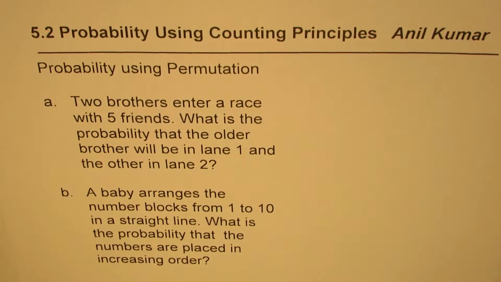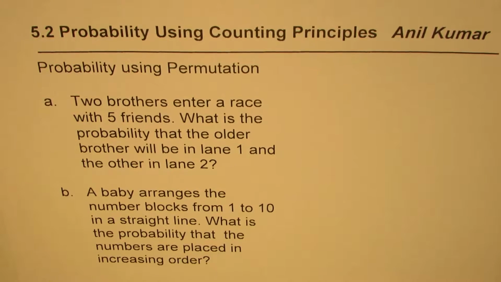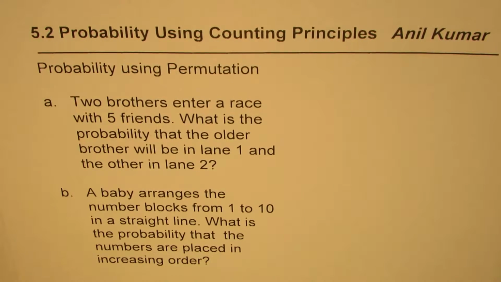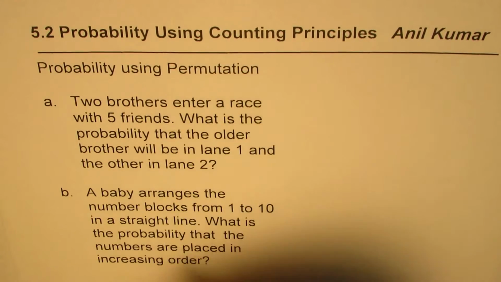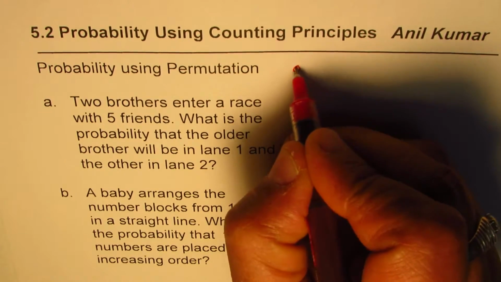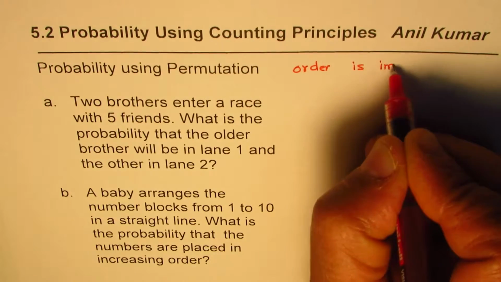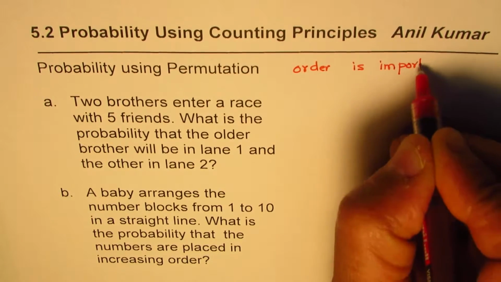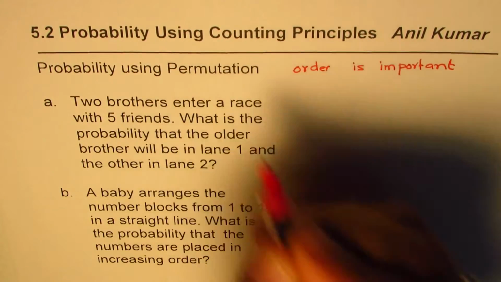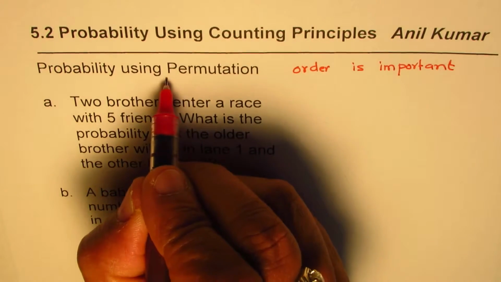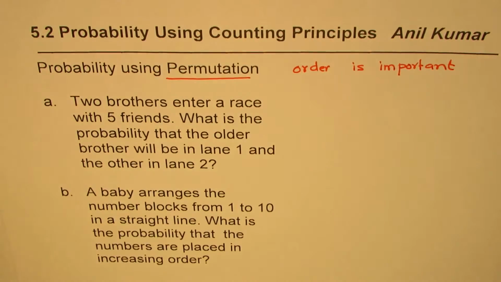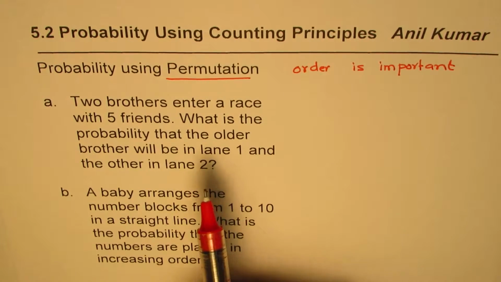Now, in both these examples, what you find is that order is important. So in both the cases, we see that order is important. Since order is important, we are looking at permutation. That is why these are permutation examples. Now let's look into the first one.